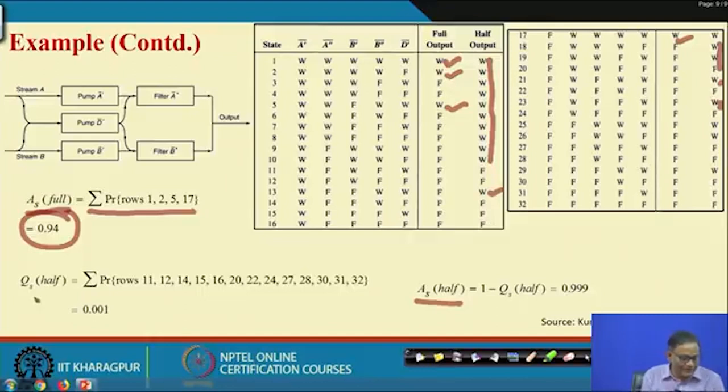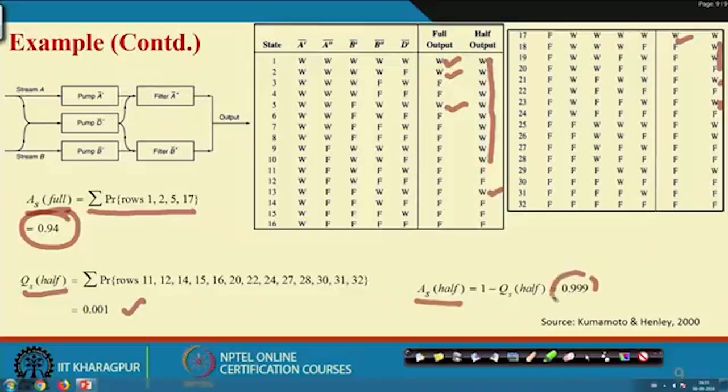you may first find out the QS failure for half production, and then AS half will be 1 minus that failure. So it is 0.999. So, this is the use of truth table.